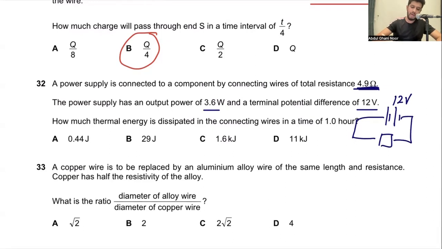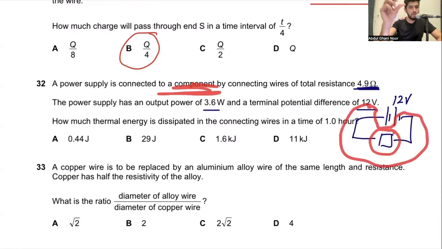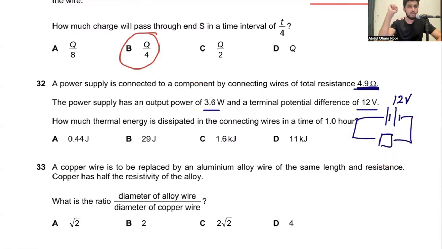Now the problem is I can't just use 12 volts for the wires. I can't say कि in wires को 12 volts मिलेगा. The reason behind that is there is also another component present. So the wire and these components combined get a total of 12 volts. सबको मिलके 12 volts मिलता है. So what do I do first? Let me find out the current. I know the power. I know the voltage. I can easily find out the current.